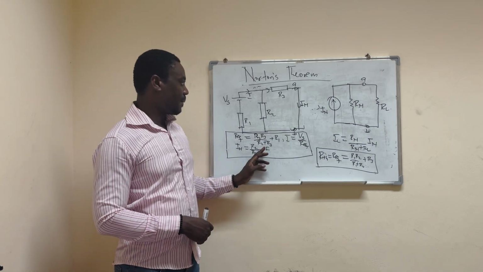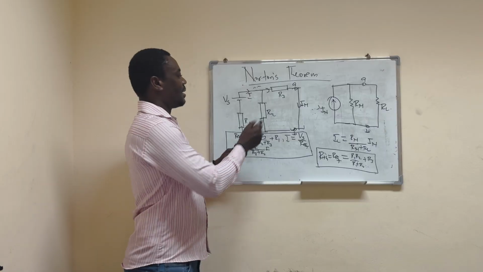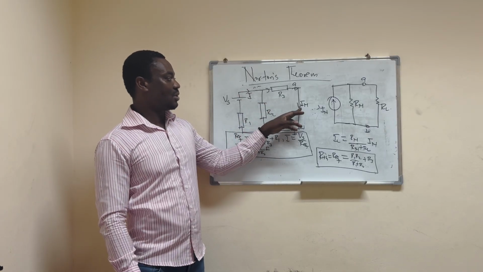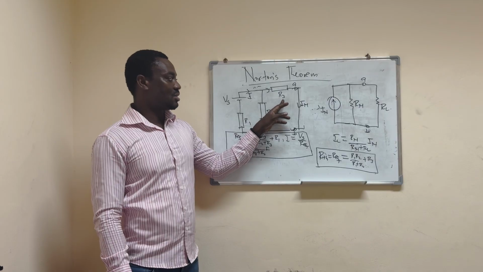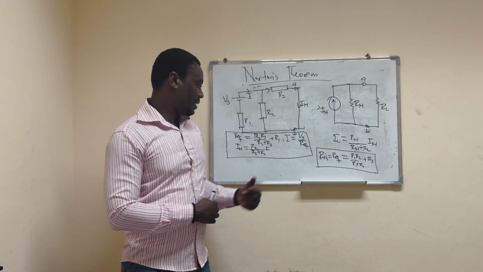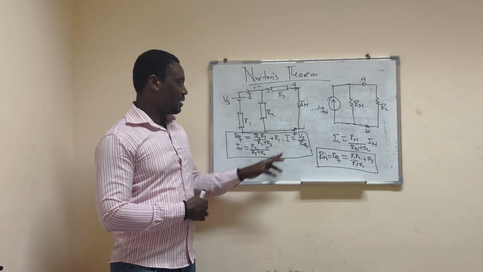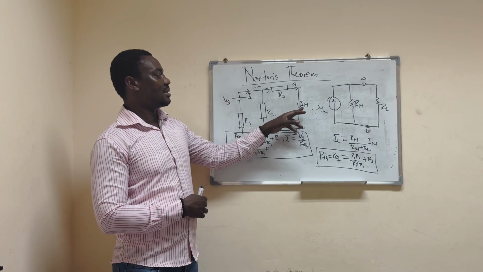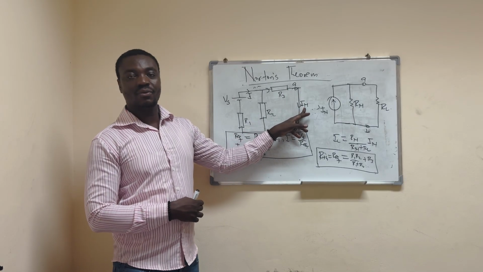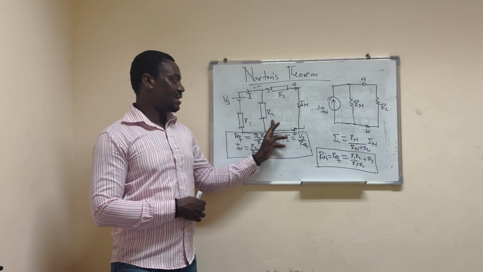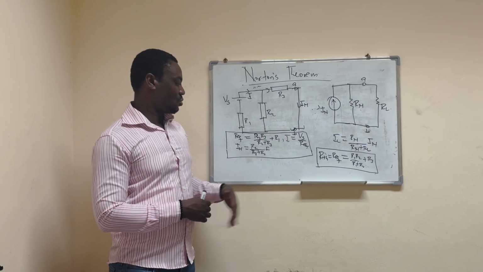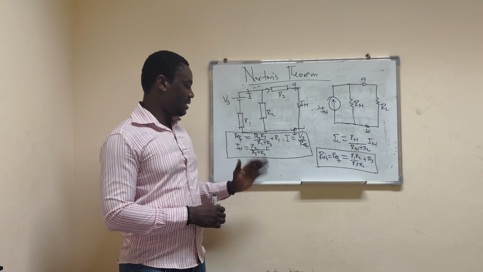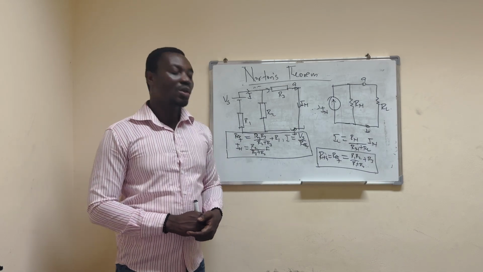Then from there, based on the current divider rule, I can find the current passing through R3. Since I'm choosing the current passing through the wire, you take the other resistor, R2, over R3 plus R2, times the main current, and that will give me the Norton current.